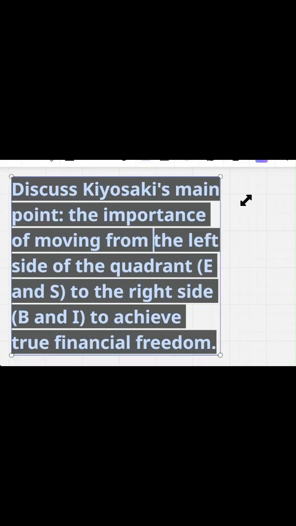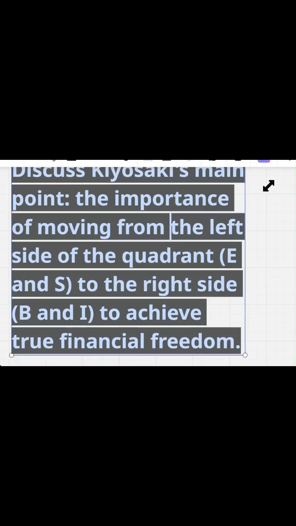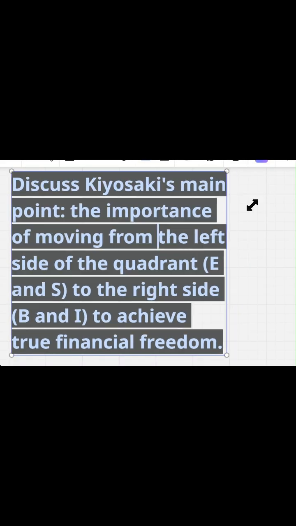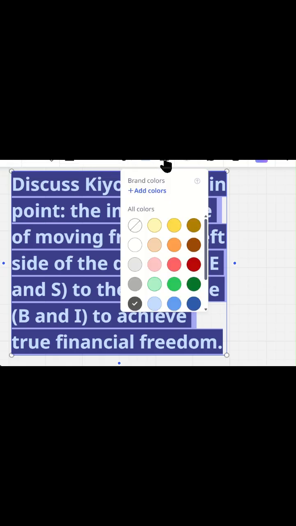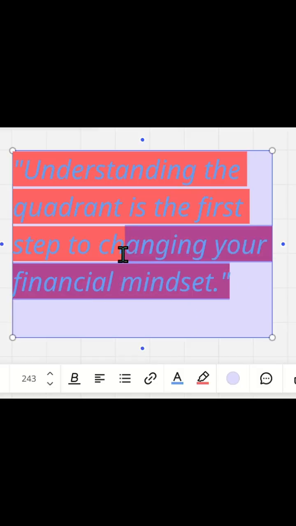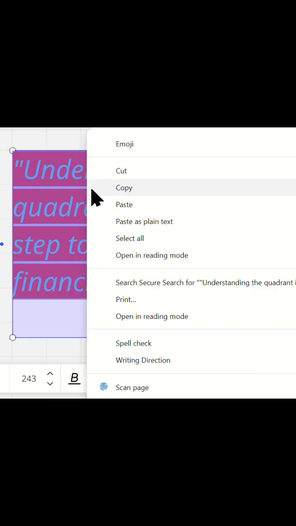Discuss Kiyosaki's main point: the importance of moving from the left side of the quadrant, E and S, to the right side, B and I, to achieve true financial freedom. Emphasize that one quadrant isn't bad, but each offers different levels of control, security, and income potential. Understanding the quadrant is the first step to changing your financial mindset.